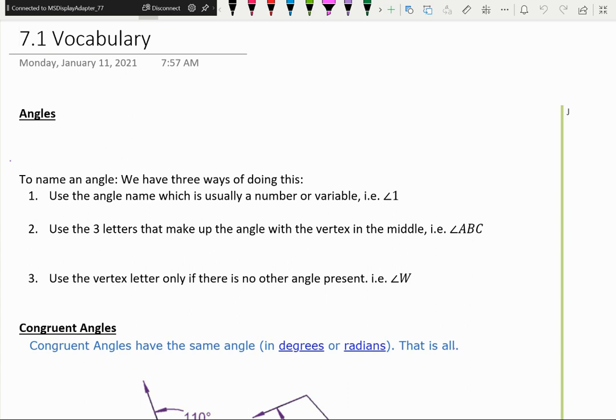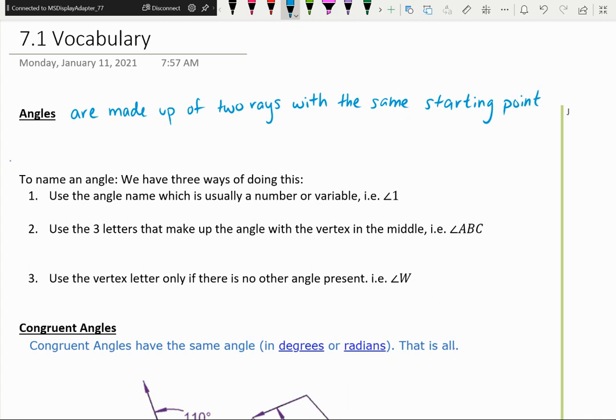Here we go. A formal definition for an angle. Angles are made up of two rays with the same starting point. This point is called the vertex.